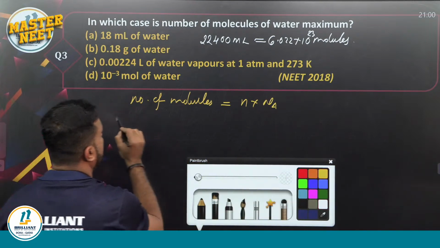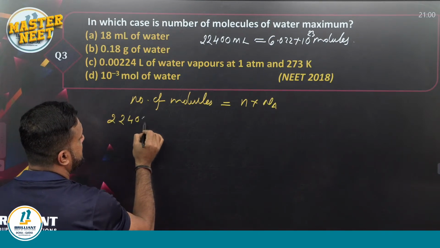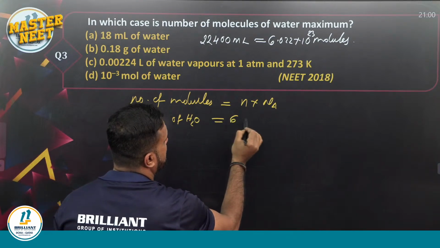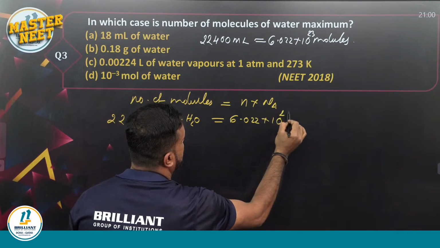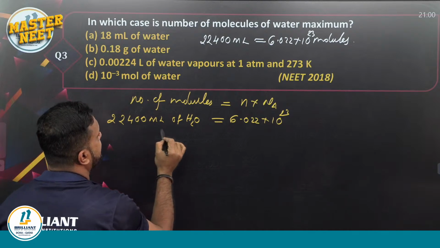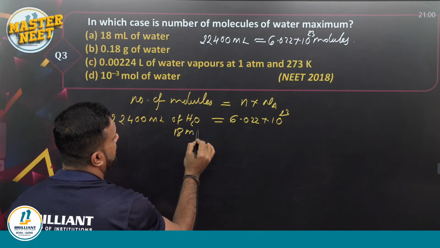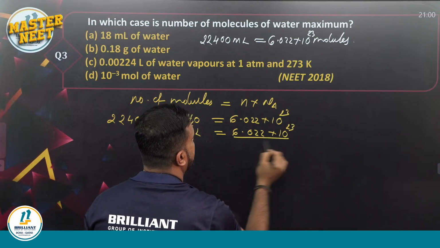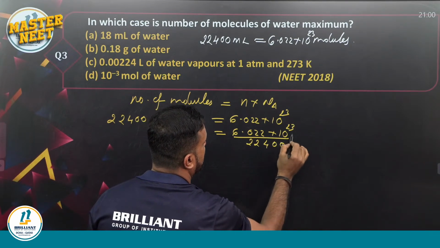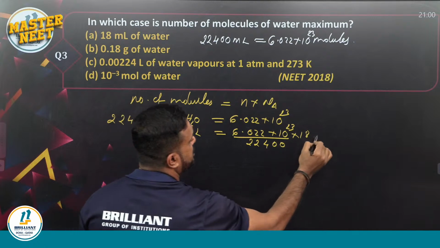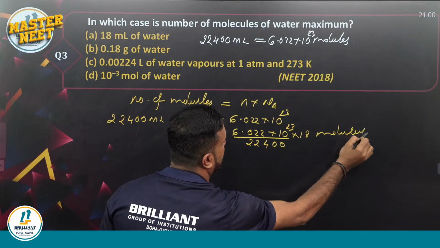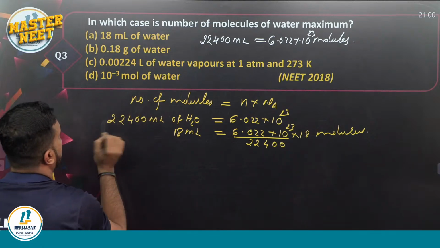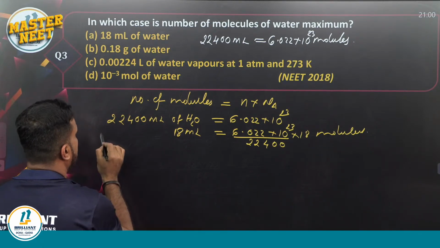So what we can write here: 22400 milliliter of H2O is equal to 6.022 into 10 power 23. They are asking for 18 ml, so 18 ml equals 6.022 into 10 power 23 divided by 22400 into 18. This many molecules are present in 18 ml of water. So this is for option A.